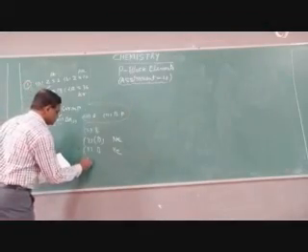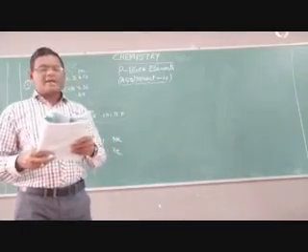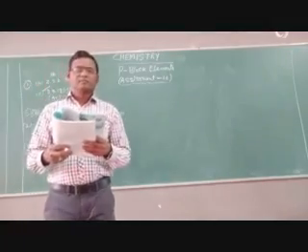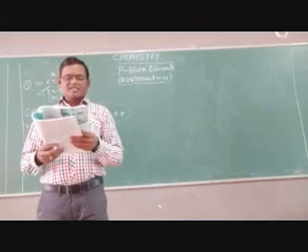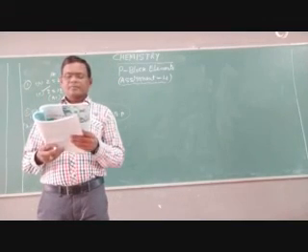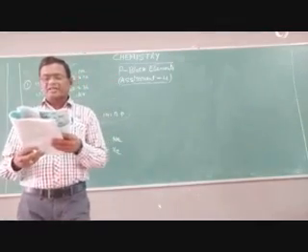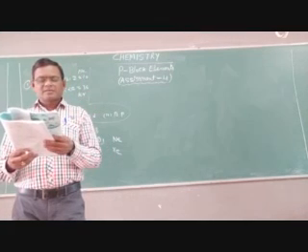Next children. Question number 9. Consider the following statements about helium. You are given statements. What is the first statement? Helium possesses low positive electron gain enthalpy, the lowest positive electron gain enthalpy due to small size among the group 18 elements.